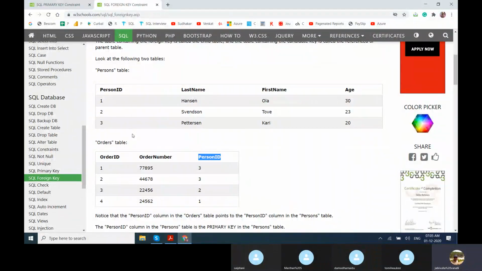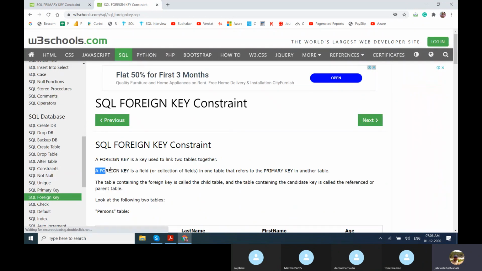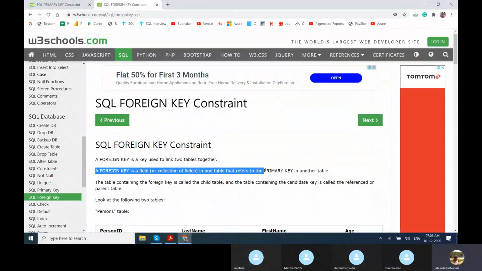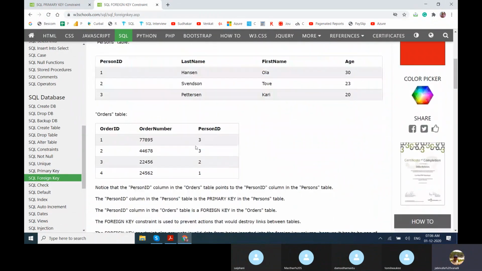See here, what is the rule? The primary key rule: it contains unique values and cannot contain null values. 1, 2, 3 here are unique values. Here 3, 3, 2, 1 are repeating, correct? So simply we can say this is the foreign key. How is it a foreign key? It is referencing another table. What is the definition here? A foreign key is a field or collection of fields in a table that refers to the primary key in another table.